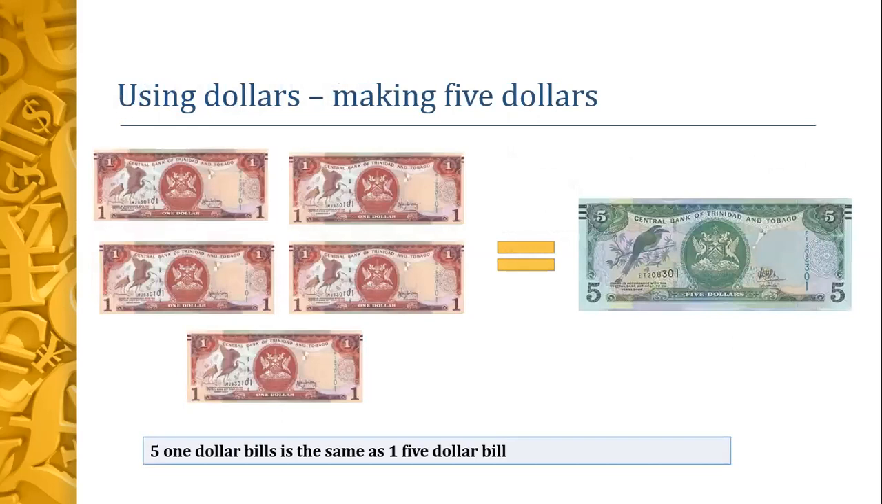So let's talk about using money. We're going to use dollars. You can use different dollars to show the same thing. Here, we are showing that instead of using a $5 bill, you can use five $1 bills. Let's count to make sure. 1, 2, 3, 4, 5. Five $1 bills is the same as one $5 bill.